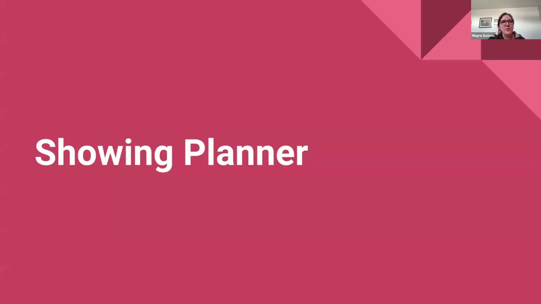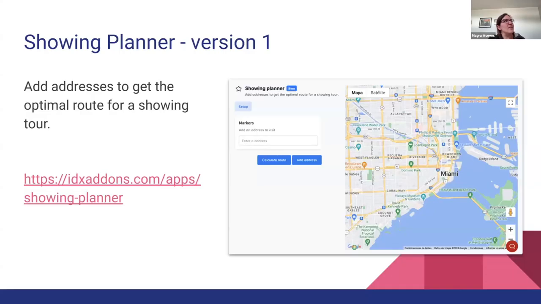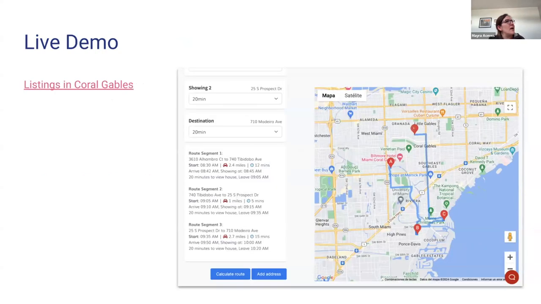The first feature that we would like to show you is the Showing Planner app. The idea is that you can add any addresses to get a route for a showing tour. You can find this app on this URL, but I'm going to do a live demo. But the idea is that you can see how the app looks for now. This is the first version, and we're going to be adding more features. And it's going to show something like this with the addresses that you have been adding to the tour.